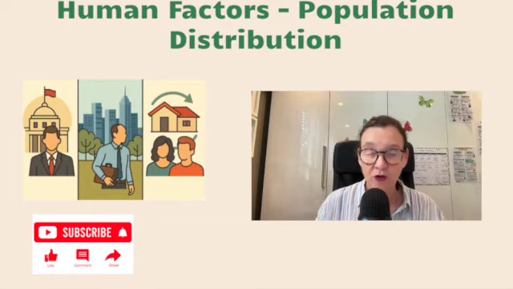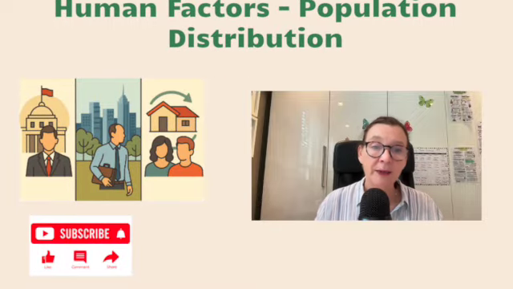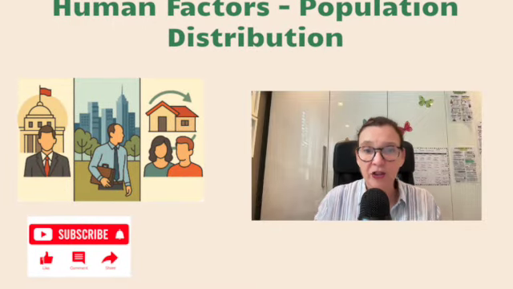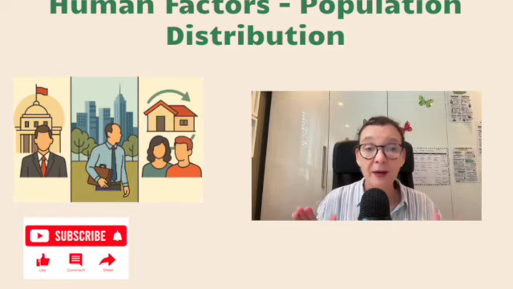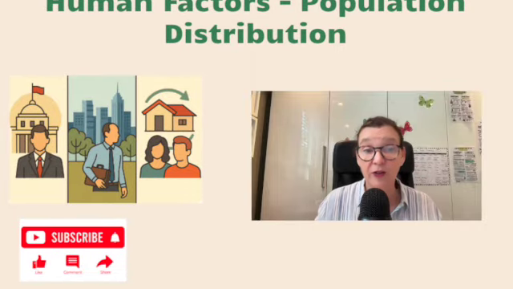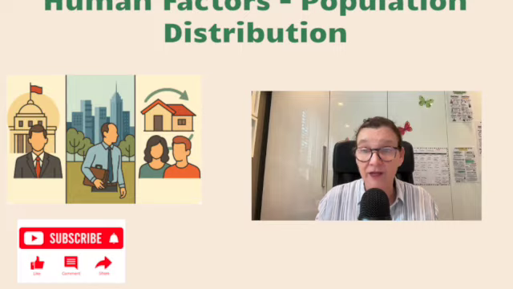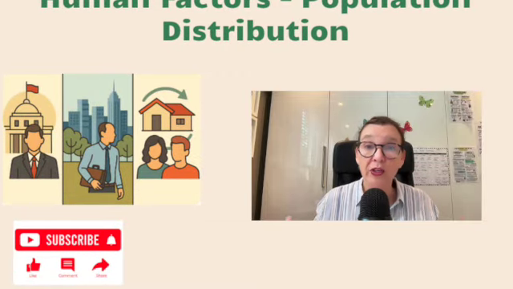People are naturally drawn to areas with political stability, security, and peace. Places with conflict or instability usually have lower population densities because people move away. Next up, economic opportunities. Jobs, industries, and better living standards pull people towards cities and developed regions. This is one of the main reasons why urban areas around the world keep growing.